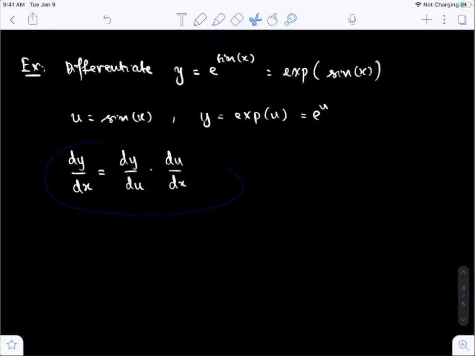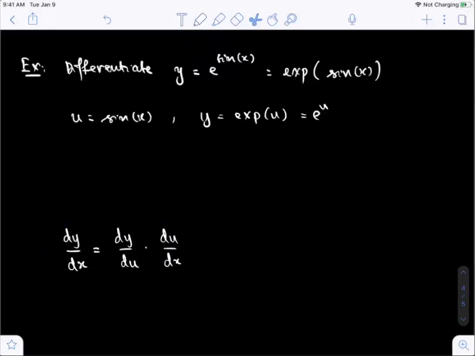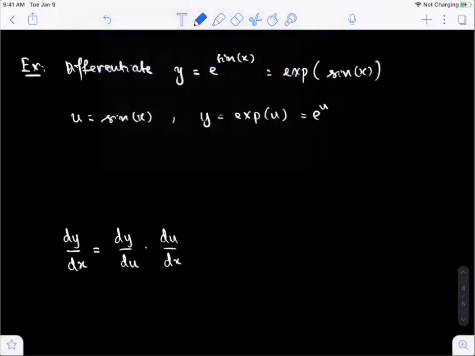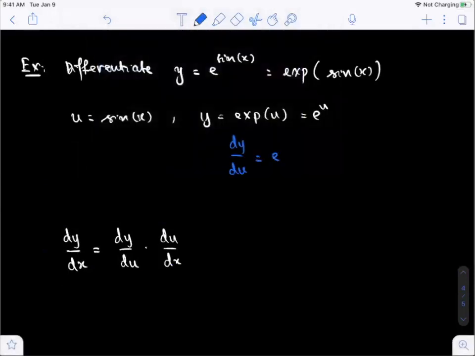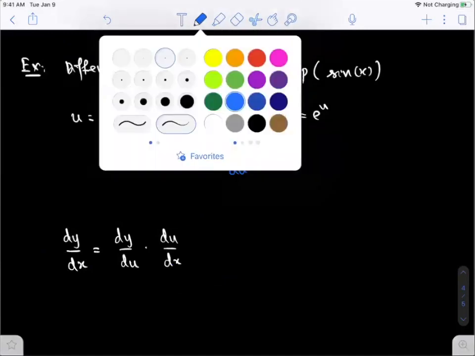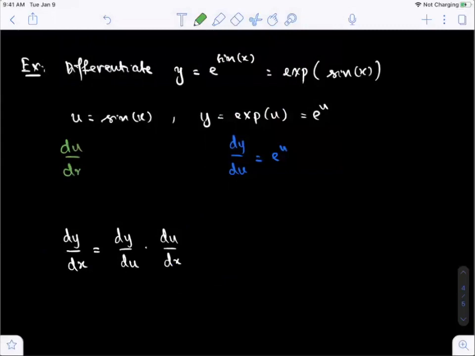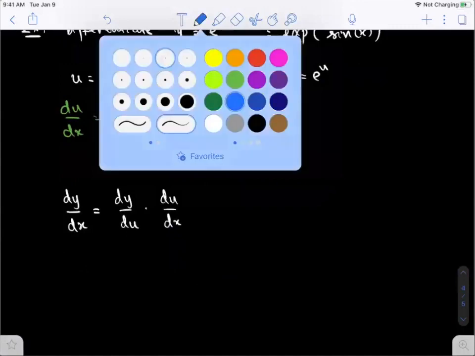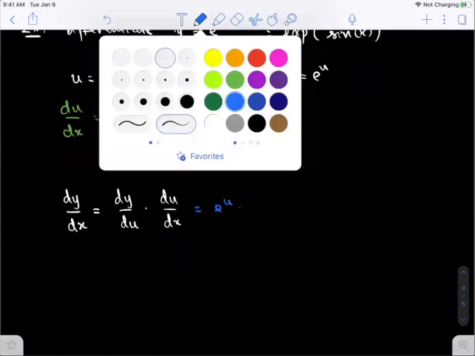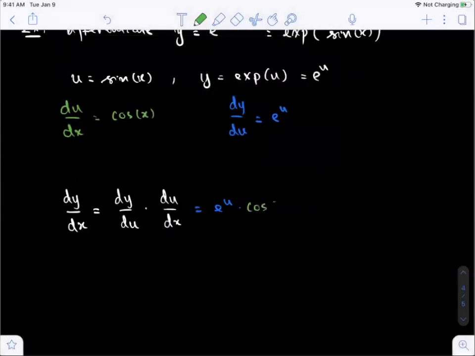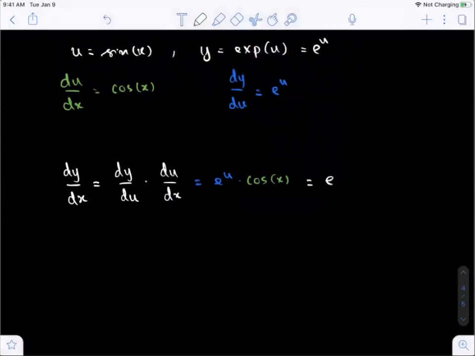So let me move this down here a little bit. So dy du is equal to what? So dy du is equal to e to the u, right? The derivative of e to the u is still e to the u. And the derivative of sine of x is going to be cosine of x. So you know dy du, which is e to the u, times du dx, which is cosine of x. But u is equal to sine of x, so you get e to the sine of x times cosine of x.